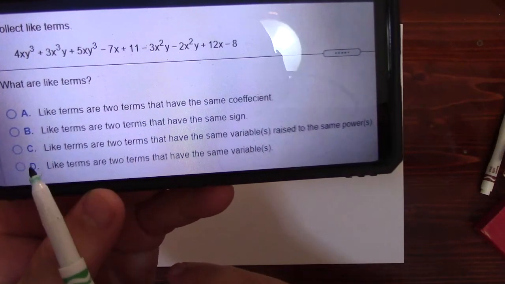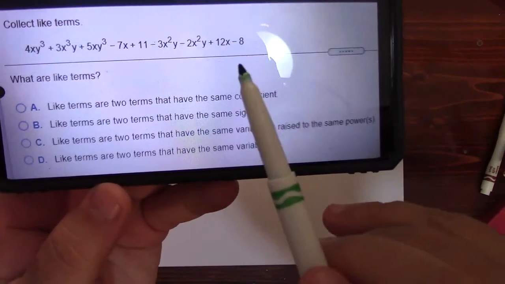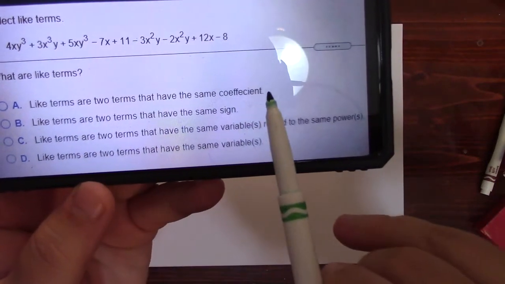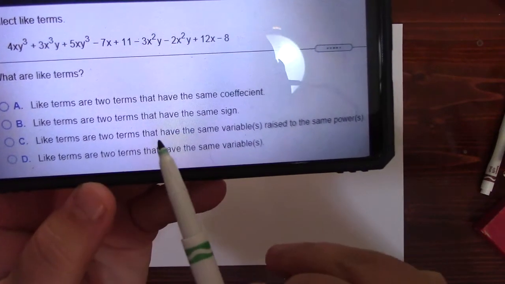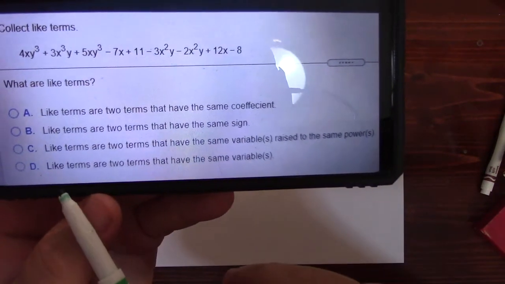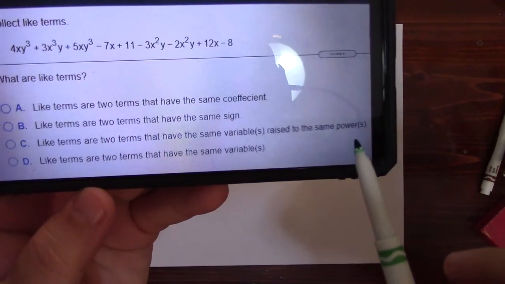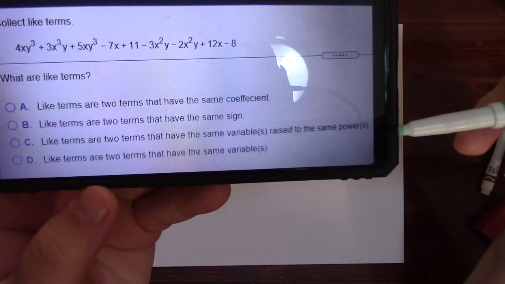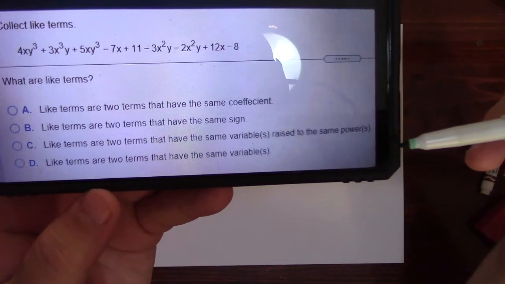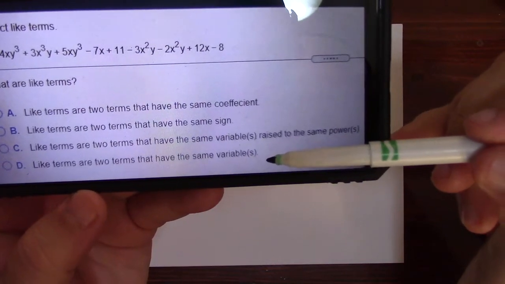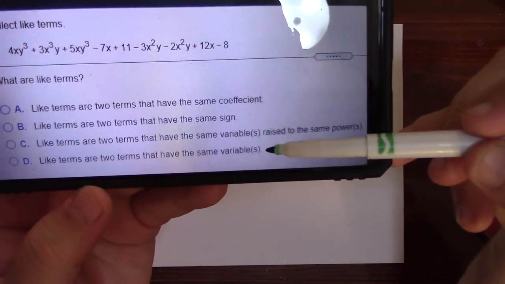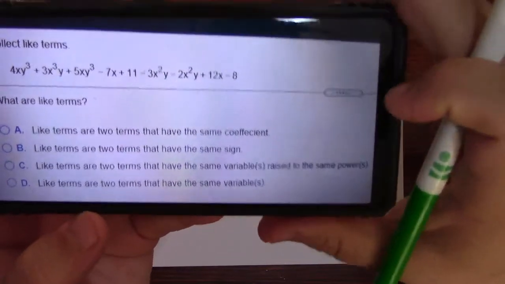Oh, okay. So it's asking what are the like terms? Like terms are two terms that have the same coefficient. No, that's not it. Like terms are two terms that have the same sign. Irrelevant. Like terms are two terms that have the same variables raised to the same powers. We have a winner. That's what we mean by like terms. Here we're missing the concept of power matching. So D is not the right answer. C is the right answer. So anyway, guys, I hope that helps. Enjoy. Thanks.